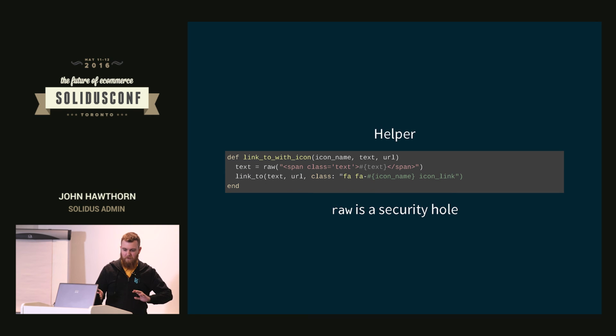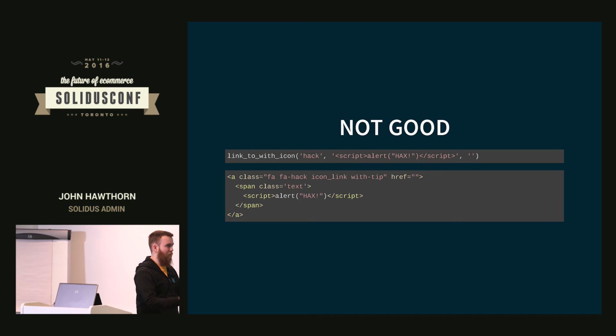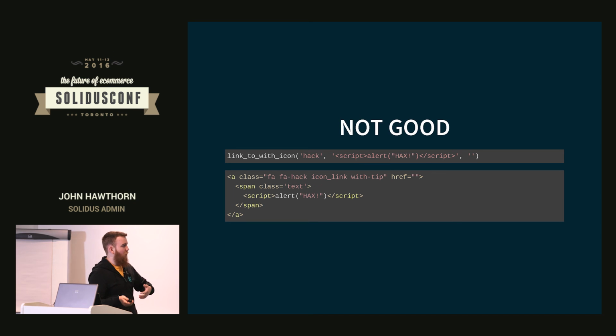So I go look at the helper that we use pretty much everywhere in the admin, link_to_with_icon, with the thought that it shouldn't be bad. Unfortunately, I immediately see that it's using raw on a string that takes arbitrary input, which is bad. Because if user input was put into this text field, it would not be escaped, and it would just dump out JavaScript or HTML or whatever onto our page.